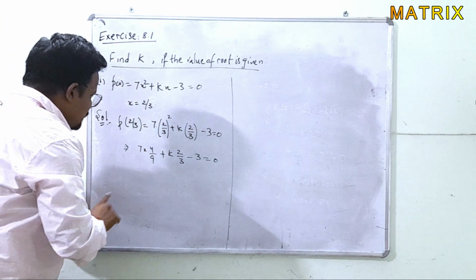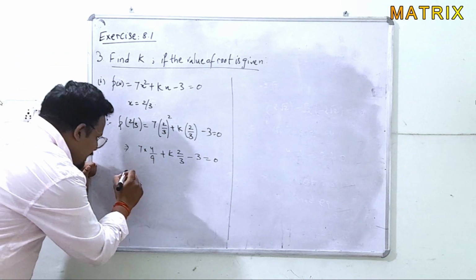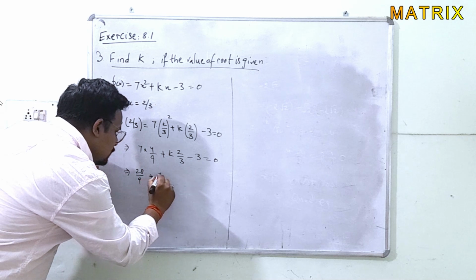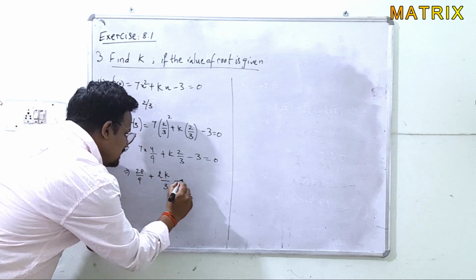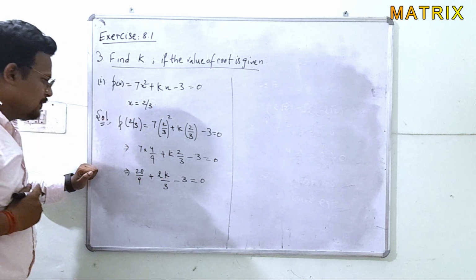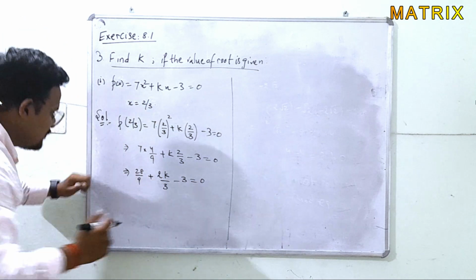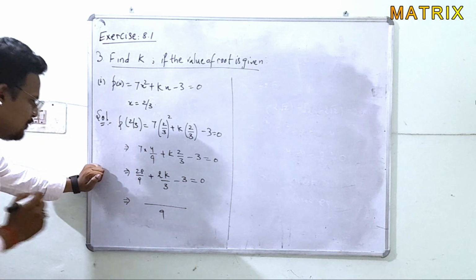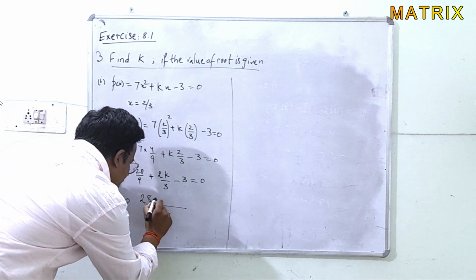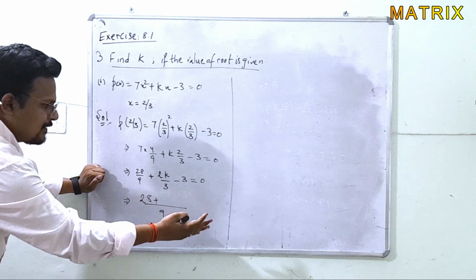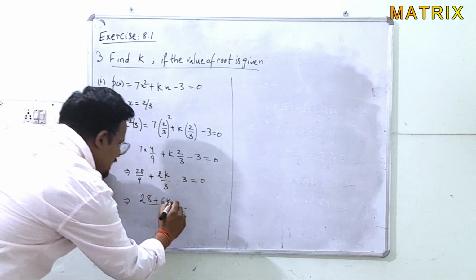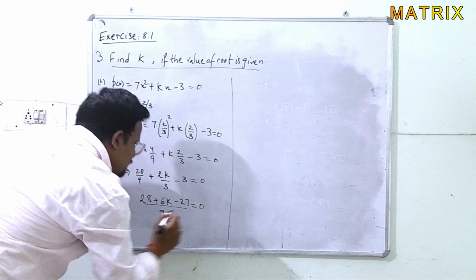Now what we can do? We can solve this. So 7 by 4 multiplied is equal to 28 by 9, and this can be written as 2k by 3, and this 3 as it is, equal to 0. So when I take the LCM of the 3, it will be 9 in the denominator. It will be 28 over here, and over here 3 is carrying, so 3 2s are 6, and 9 3s are 27, equal to 0.